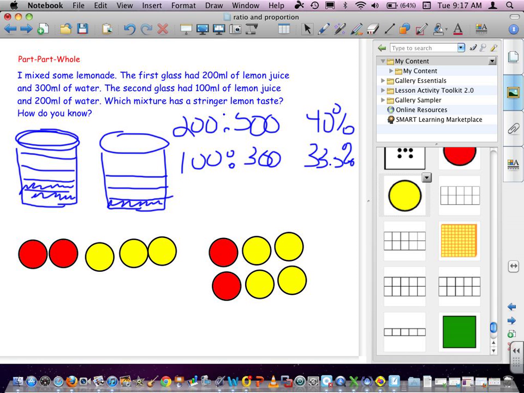2 to 5, okay, versus 2 to 6. 2 out of 6 is less lemon than 2 out of 5. Okay, so you can do common denominator or you can do common numerator. Okay, in this case, the common numerator strategy is actually easier to build, because you just have to double this one, and now you've got the same amount of lemon, but more water here.